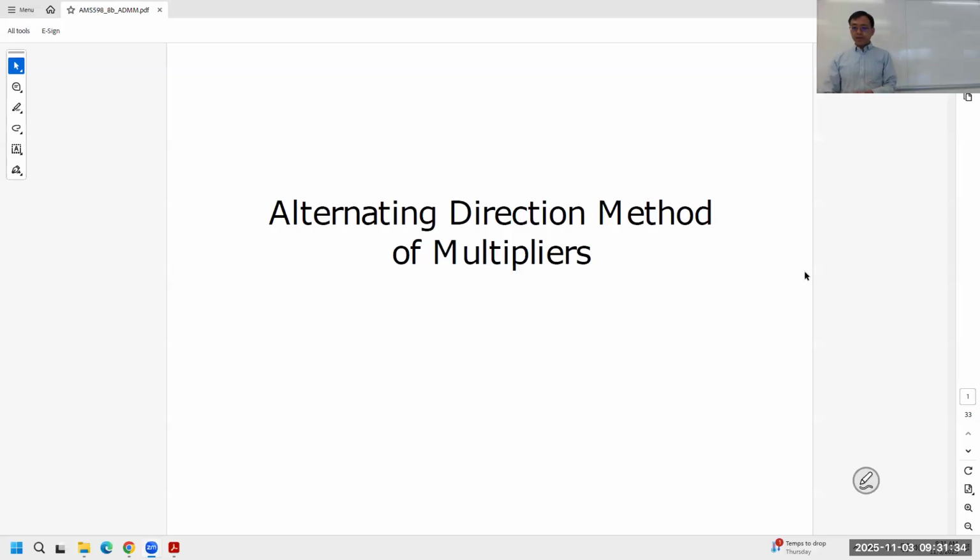Okay, let's get started. So today we're going to start talking about the alternating direction method of multipliers, or sometimes called the method of moments. Okay, in short, it's called ADMM. So we're going to go through this algorithm.